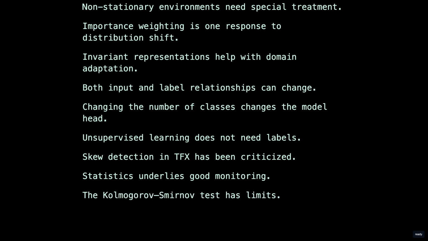That warning is useful because no single test solves all drift problems. A test may work well in one setting and fail badly in another, especially when the data are high-dimensional or the assumptions are shaky.